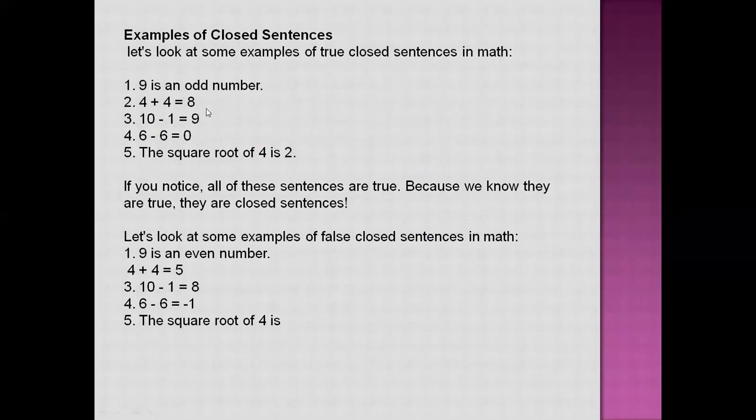Yes, this is a true sentence. 10 minus 1 is equal to 9. This is also a true sentence. 6 minus 6 equals 0. The square root of 4 is 2. These are all true sentences and also closed sentences because we can judge whether the sentence is true or false. A closed sentence can easily be judged as true or false. If you notice, all these sentences are true because we know they are true by the answer.